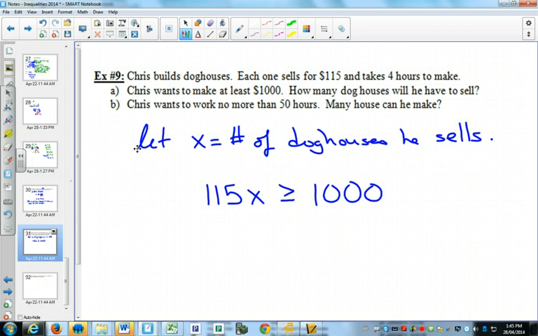Oh no. So now if we wanted to get X by itself, we divide by 115. Will I have to switch the sign? I'm dividing? Do I have to flip the sign? No, because I'm dividing by a positive number. So dividing both sides by 115, 1,000 divided by 115 gives you 8.7.